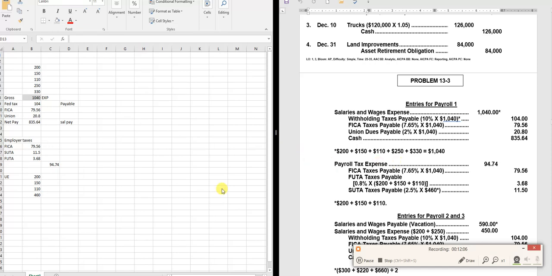The payroll tax expense is $94.74, and then I credit where it's going to. So payables for FICA, federal unemployment, state unemployment.